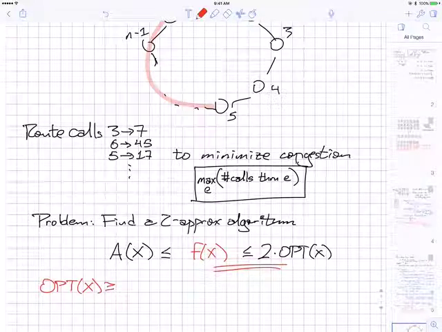Not necessarily. So maybe my calls are 1 calls 2, and then 3 calls 4, and then 5 calls 6, and then 7 calls 8, in which case my maximum congestion is 1. Remember, I'm not summing up over all the edges. I'm saying for each edge, I want to put a cap on the number of calls that go through that edge.